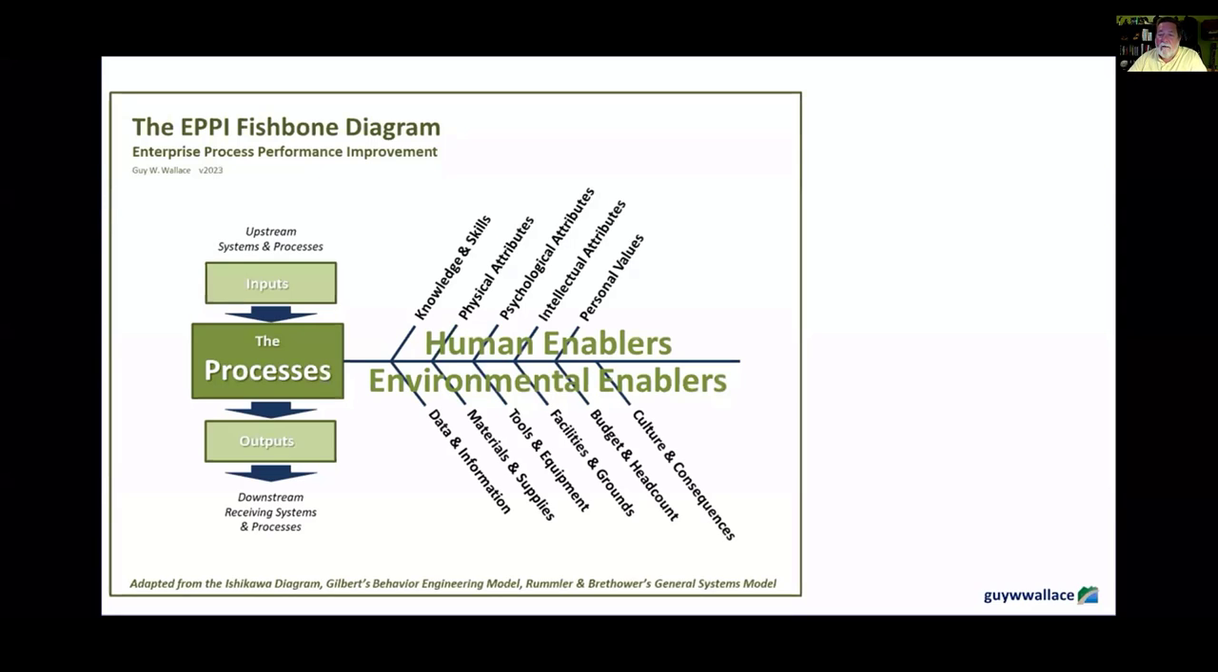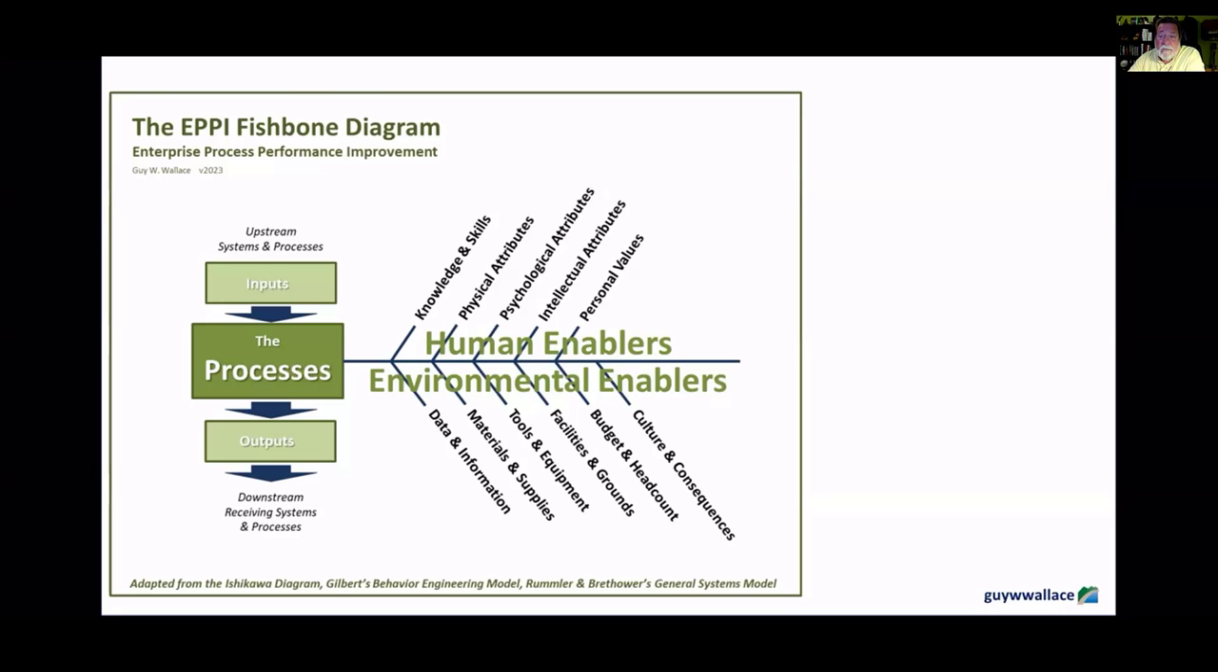This is also kind of a meld of the Gilbert behavior engineering model, which you should all learn about at some point in your learnings. And then the Rummler and Brethower general systems model. So there's that Rummler name again. Yeah, that's the guy. That's the man. So anyway, humans bring enablers to the process. They bring what they know, their awareness, knowledge and skills. They bring their physical attributes, psychological attributes, intellectual attributes, and personal values. And either what the humans bring to the performance process party is sufficient or it's not. And so gaps in how the process operates to produce outputs could be due to deficiencies in what the human enablers need to be.